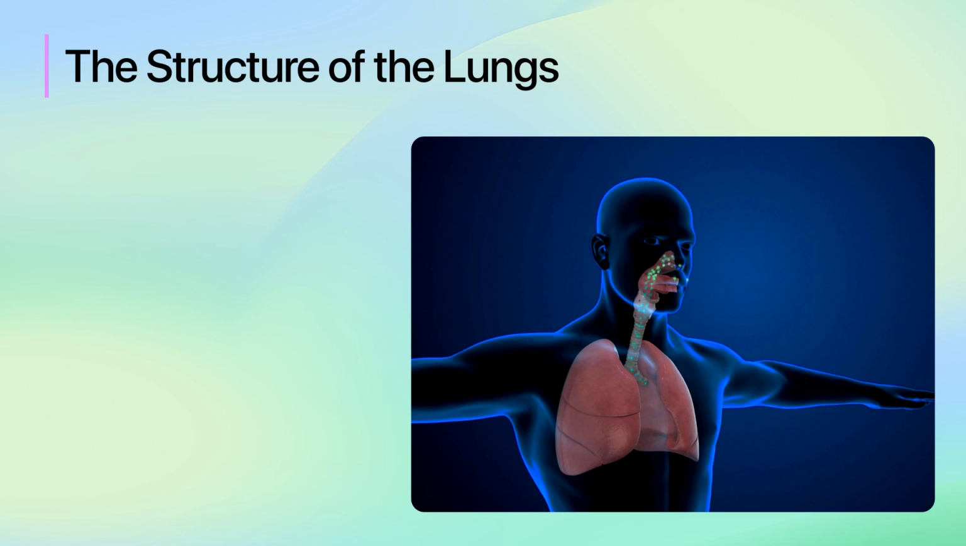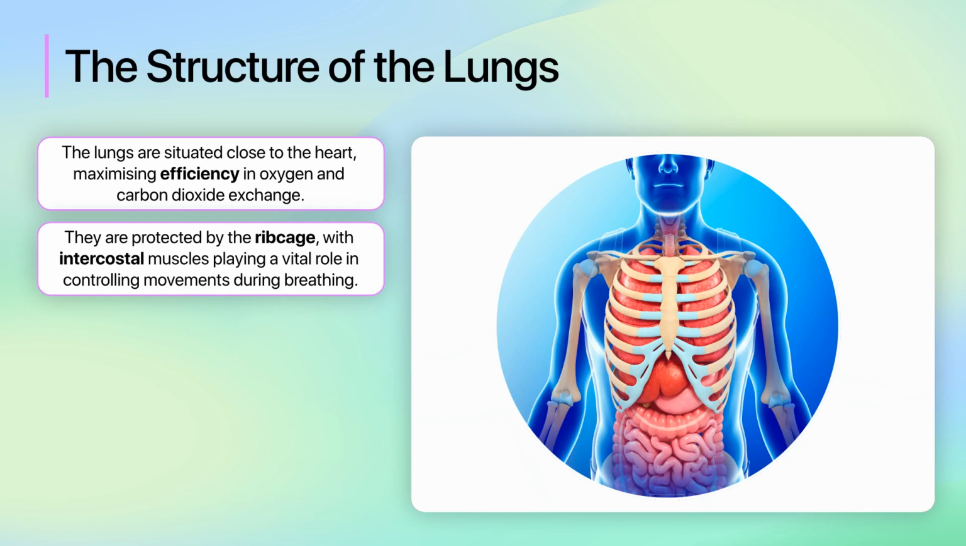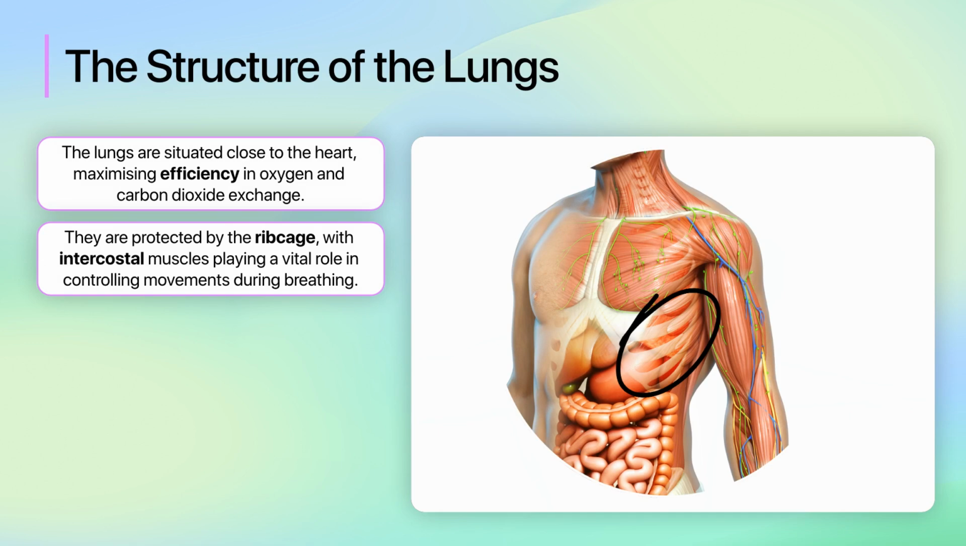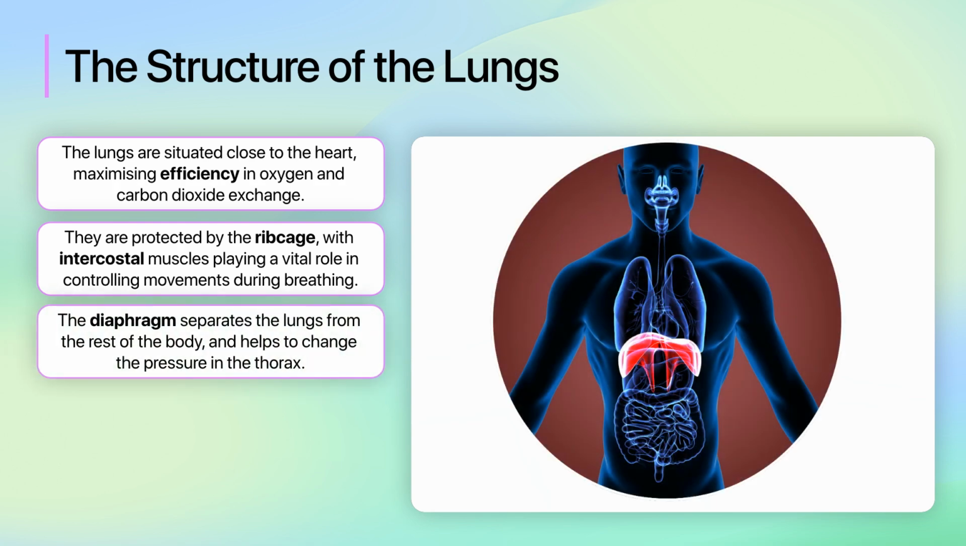The lungs are located in the thorax, the top part of the body. They are situated close to the heart, maximizing efficiency in oxygen and carbon dioxide exchange. The lungs are protected by the ribcage, a bony structure that protects the lungs from physical damage. Intercostal muscles found between the ribs play a vital role in controlling rib movements during breathing. The diaphragm, a dome-shaped muscle, separates the lungs from the rest of the body. This muscle plays a crucial role in breathing by changing the pressure in the thorax.